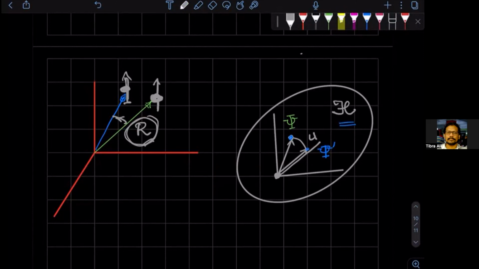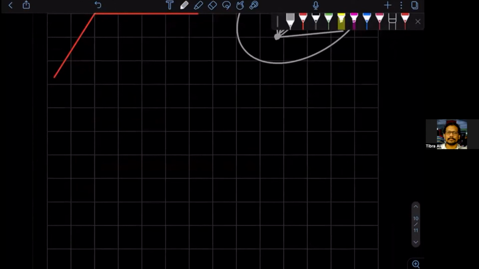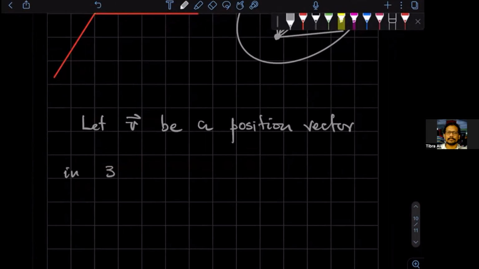All right. So let's construct the homomorphism between SO3 and SU2. So let R be a position vector in three-dimensional, say physical, Euclidean space.